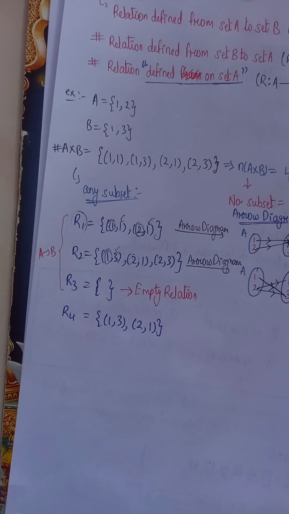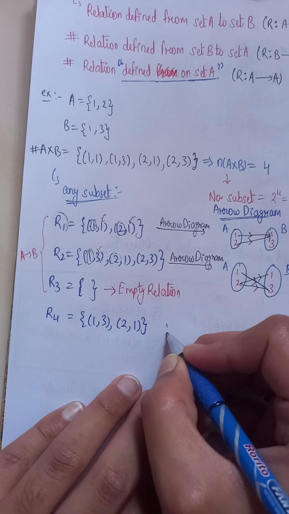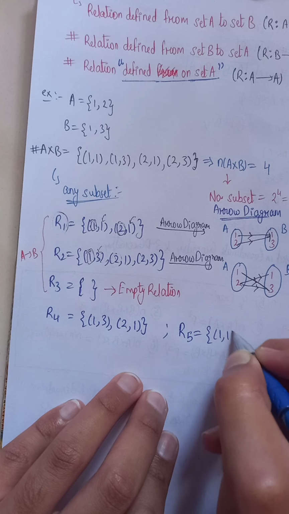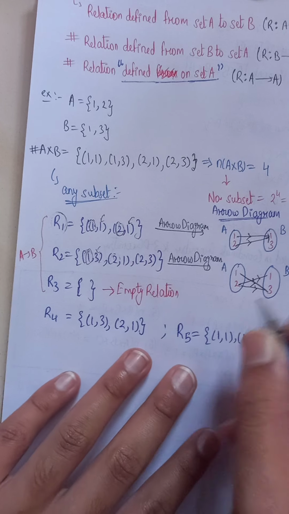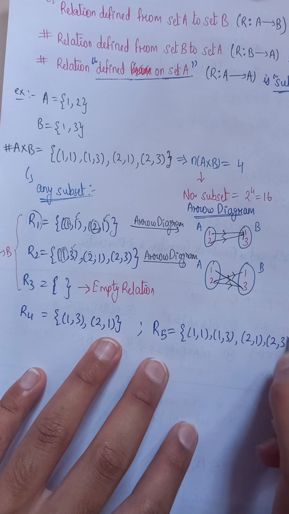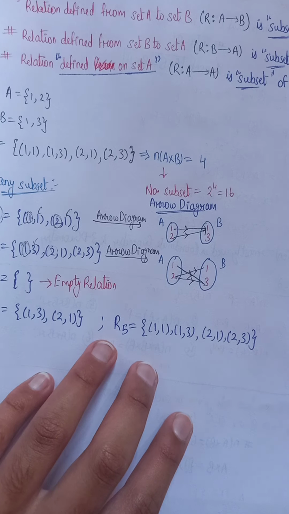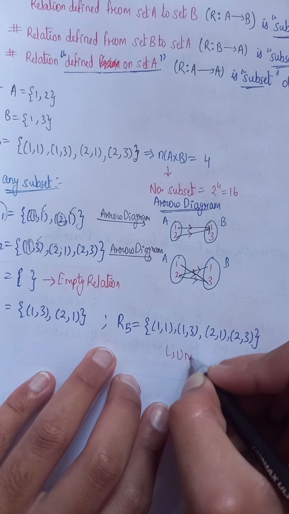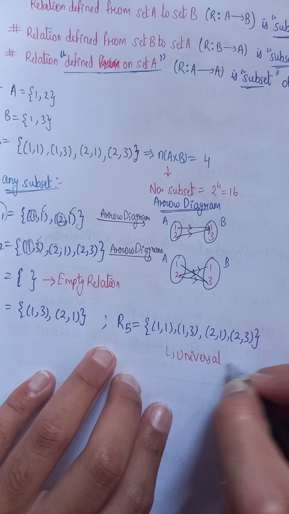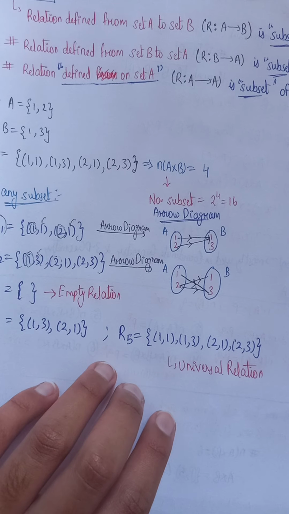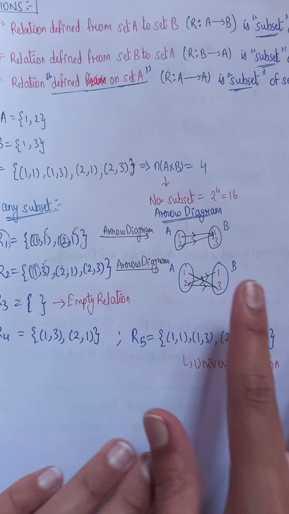And do one more homework also, that is R5: 1 comma 1, 1 comma 3, 2 comma 1, 2 comma 3. This is a universal relation. Now just draw the arrow diagrams for these two.